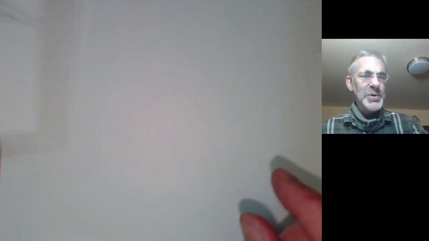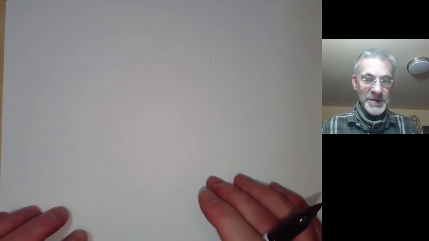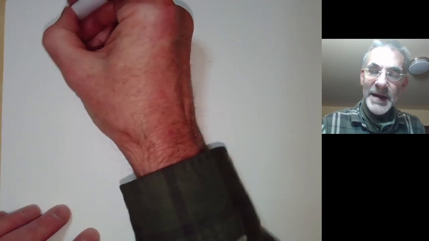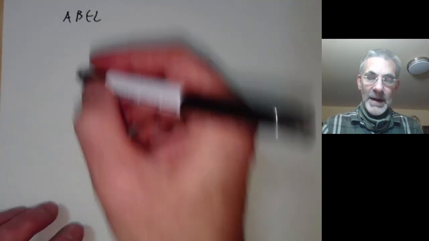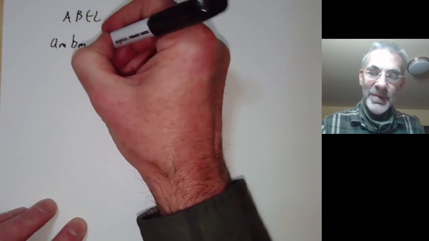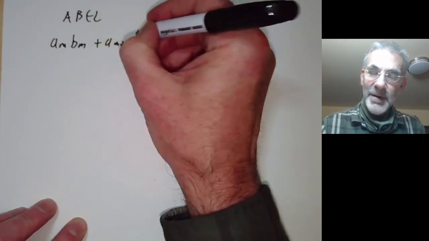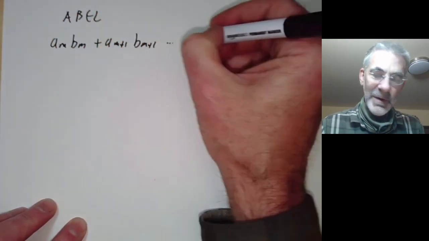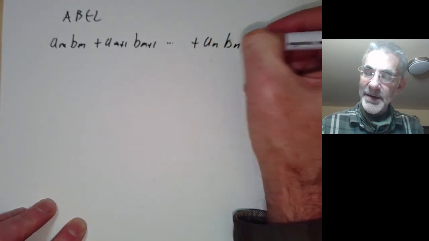In order to do this, we need two preliminary results. This is actually quite tricky to prove, but both preliminary results are also quite useful, so I'll do them. The first is Abel's theorem. So Abel's theorem says what happens if you want to add up a_m b_m plus a_(m+1) b_(m+1) and so on all the way up to a_n b_n.